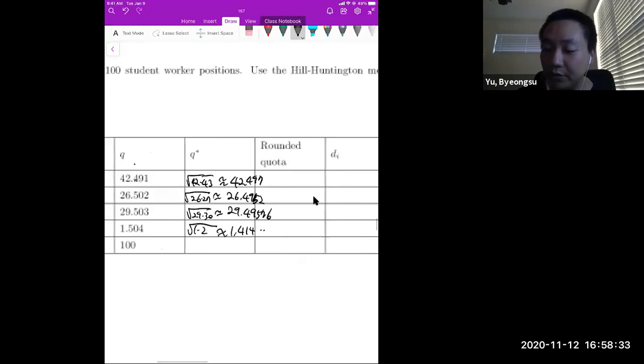So if you just compare Q and Q star, then for the first line, it is less than Q star. And for the second line, it is greater than Q star, so round up. And for the third line, it is still greater than Q star, so it rounds up. For the fourth line, it is also greater than Q star, so round up. So if you round up, then except for the first line, what you get is 27 instead of 26, 30 instead of 29, and 2 instead of 1. And if you add all the numbers, then what you get is 101.